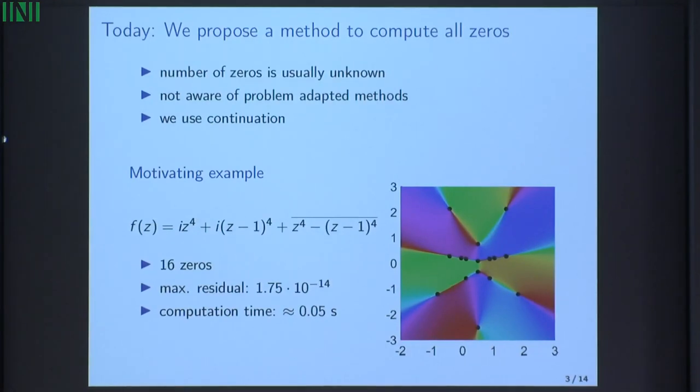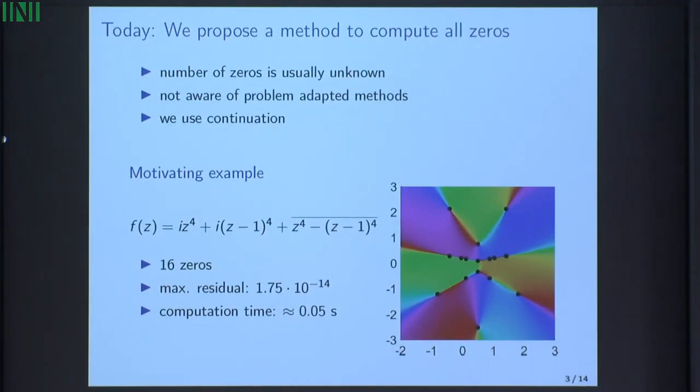So we're not aware of any problem adapted method for this, and we usually use a continuation approach. Just a toy example here, we see a harmonic polynomial of degree 4, and on the right a phase plot of this polynomial, and the black dots indicate the zeros, and we computed them with our method with a decent computation time and also a good maximal residual. Since the number of zeros is in general unknown, you cannot easily read it off from the coefficients or so. It looks like a toy problem, but it's probably not.